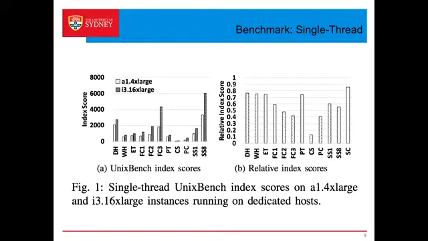This figure describes the single-thread benchmark results. In all individual tests, the index score on A1 is smaller than the index score on I3. With I3 as the reference system, in the best case, A1 achieves a relative score of 86% in system call overhead. In the worst case, A1 achieves a relative score of 13% in context switch.